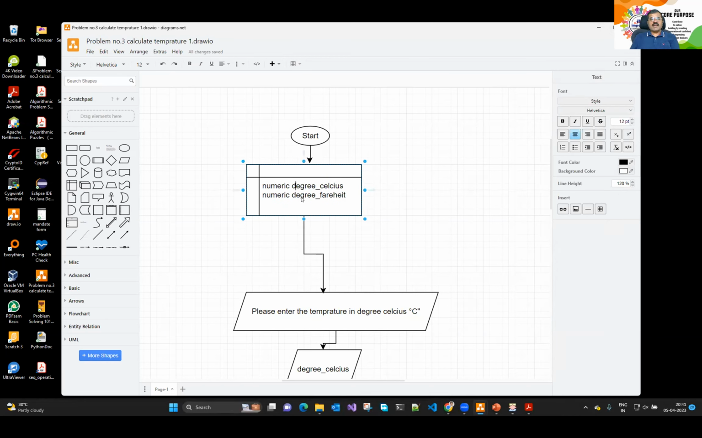I'll again do a left alignment for both of them. I prefer left alignment. So let me select both of them. Let us say left align, and we could adjust where you would like to have. Okay, so these are the two variables that we have.